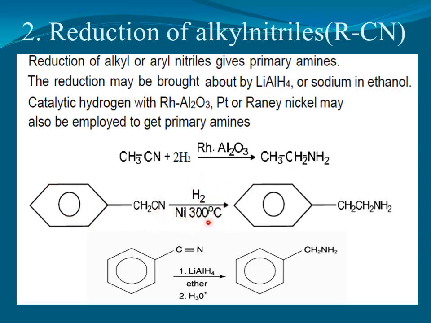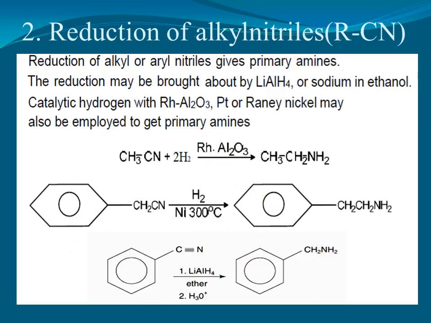This carbon and nitrogen will get reduced and will be converted into CH2 and NH2, as you can see over here. Now students, this is also a nitrile group. It can also be reduced by using lithium aluminium hydride, which is also a reducing agent. This carbon is converted into CH2 and nitrogen is also converted into NH2. So students, this is how we can reduce alkyl nitriles into primary amines.